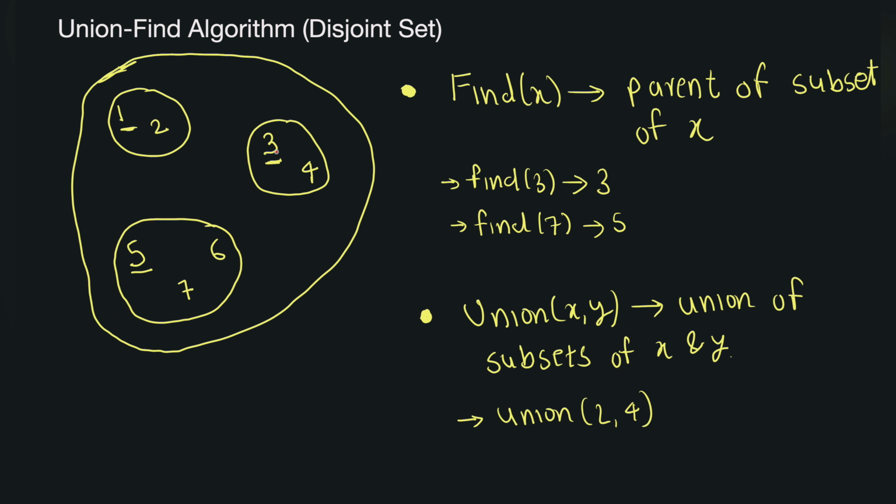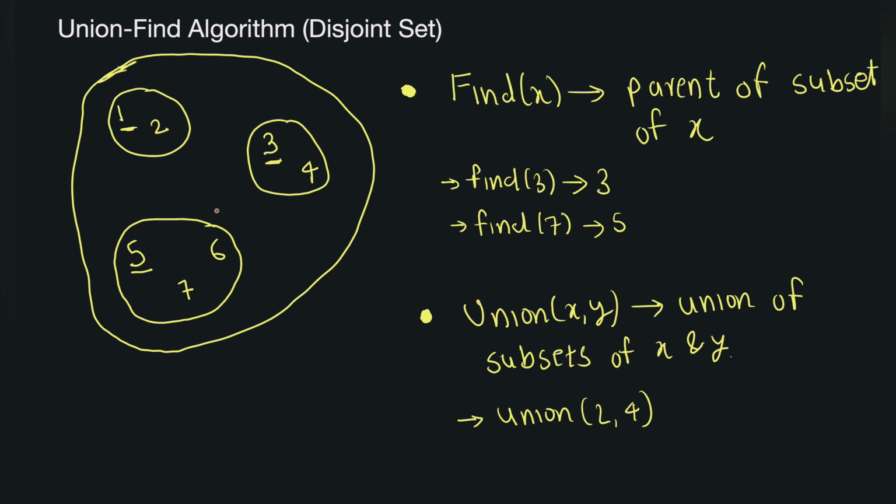To give an example here, this 3 and 4 belongs to this subset. This 5, 6, 7, all of them belong to this subset. And as I mentioned, every subset has a parent value that represents that particular subset. So in this case, 3 is the representative of this subset, 5 is the representative of this subset.